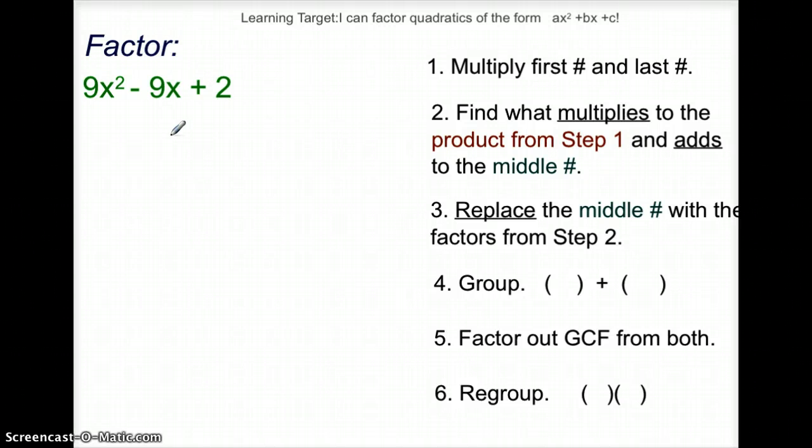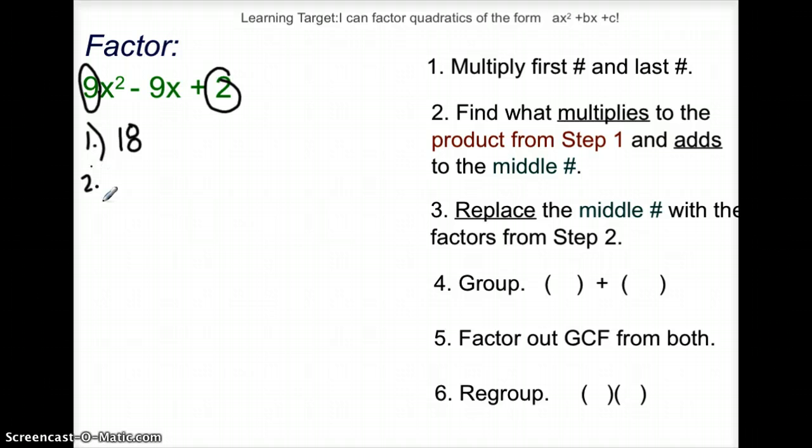So we have our steps. We've already done one of these, just ran out of time. So remember, to factor this, we take our first number times our last number, and I find that product. 9 times 2 is 18.